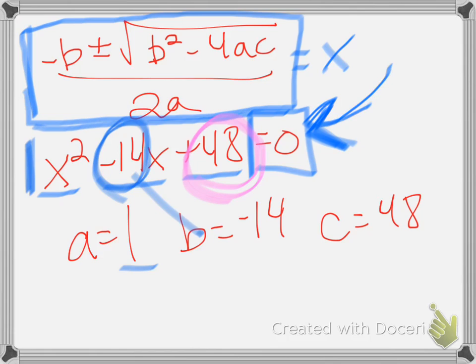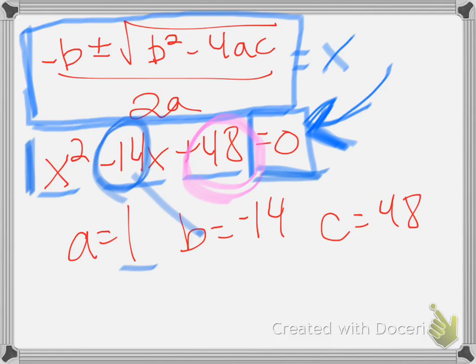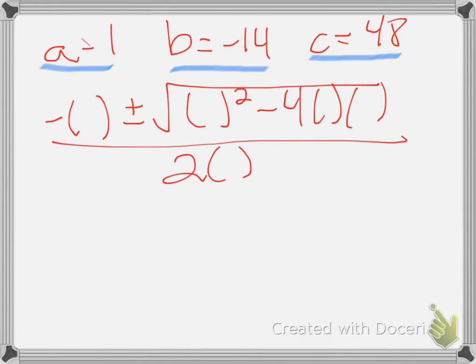You should know how to identify these by just looking, as long as it's equal to 0. So I know that a is equal to 1, b is equal to negative 14, and c is equal to 48. And if I go back and look at this, this is what I'm going to plug everything into, this whole equation here. So for a, I have 1, so let me plug in 1 here.